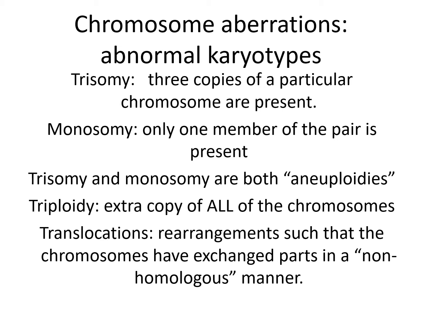Monosomy is a case where only one member of the pair is present, and therefore the person is short 1 chromosome. Okay, these are both examples of aneuploidies, where there's a deviation by 1 or a few chromosomes from the usual euploid number, as opposed to, for example, triploidy, where all of the copies are in extra form, as opposed to just 1.